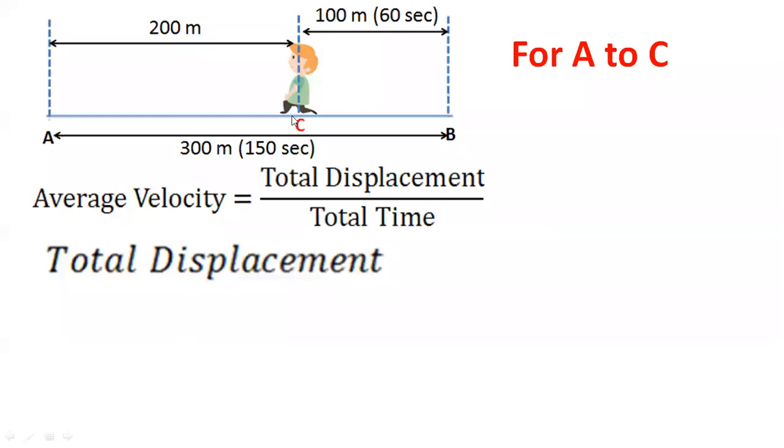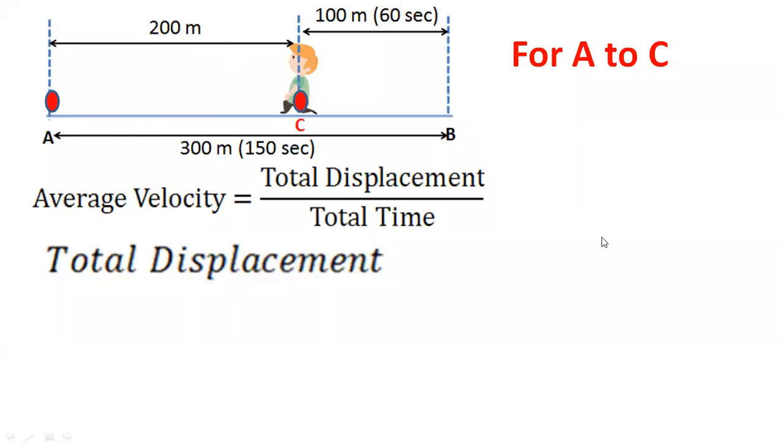That is point A and point C, initial and final position. We cannot take B into account because that is an intermediate position. So let us calculate. So this is the initial and final position, right? For the A to C journey, what will be the displacement, the length between A and C? What is that length? 200 meter.